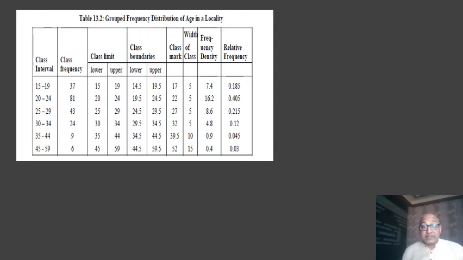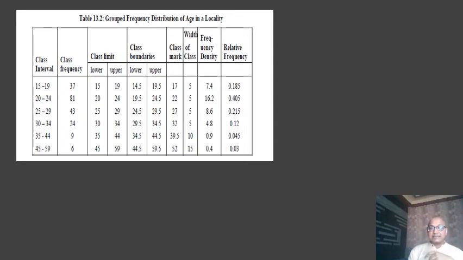Next thing is width of a class. Width of a class is defined as the difference between the upper and lower class boundaries. Thus, width of a class is equal to upper class boundary minus lower class boundary.